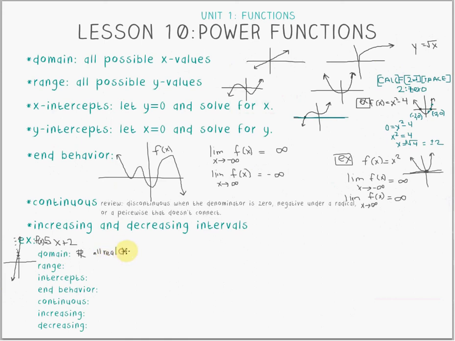So this is all real numbers. Okay, now what about the range? So we can plug in any x value and get a y out. Now can we plug in any y and get an x out? Yeah, absolutely. So a linear function has the domain and range of all real numbers.